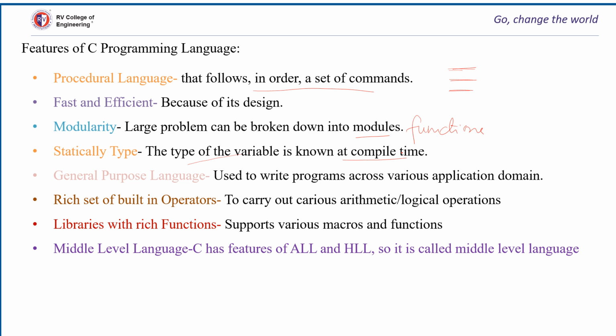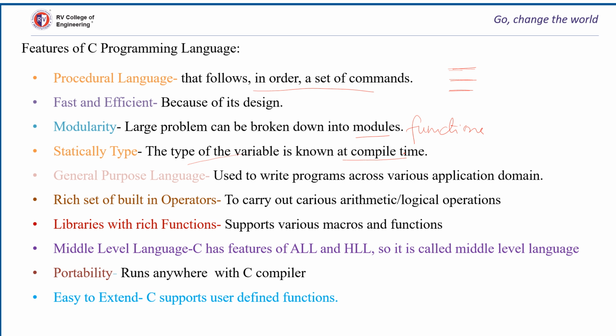It's also called a middle level language because C has features of assembly level language and high level language, right? Portability, it runs anywhere with a C compiler. If at all you have a C compiler and you have written a C program on some other platform, you can very surely execute it on that machine.